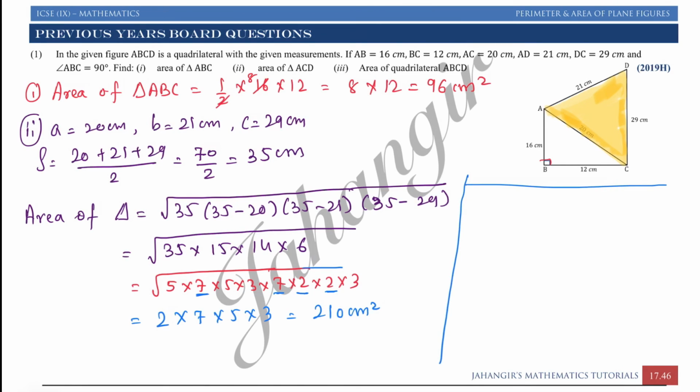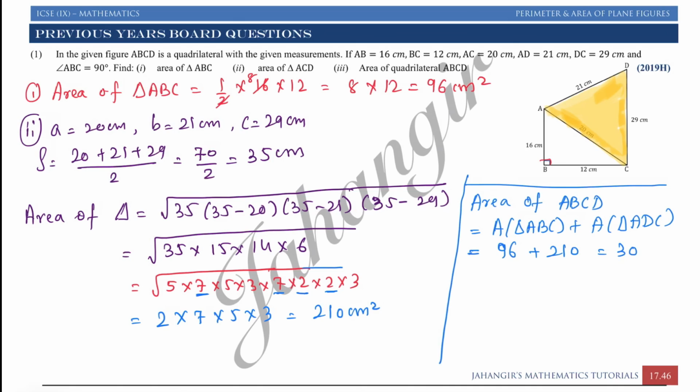Now third part, maybe we want area of quadrilateral ABCD. So obviously we will add both triangles. So area of ABCD is equal to area of triangle ABC plus area of triangle ADC. So that is equal to 96 plus 210, that is equal to 306 centimeter square.